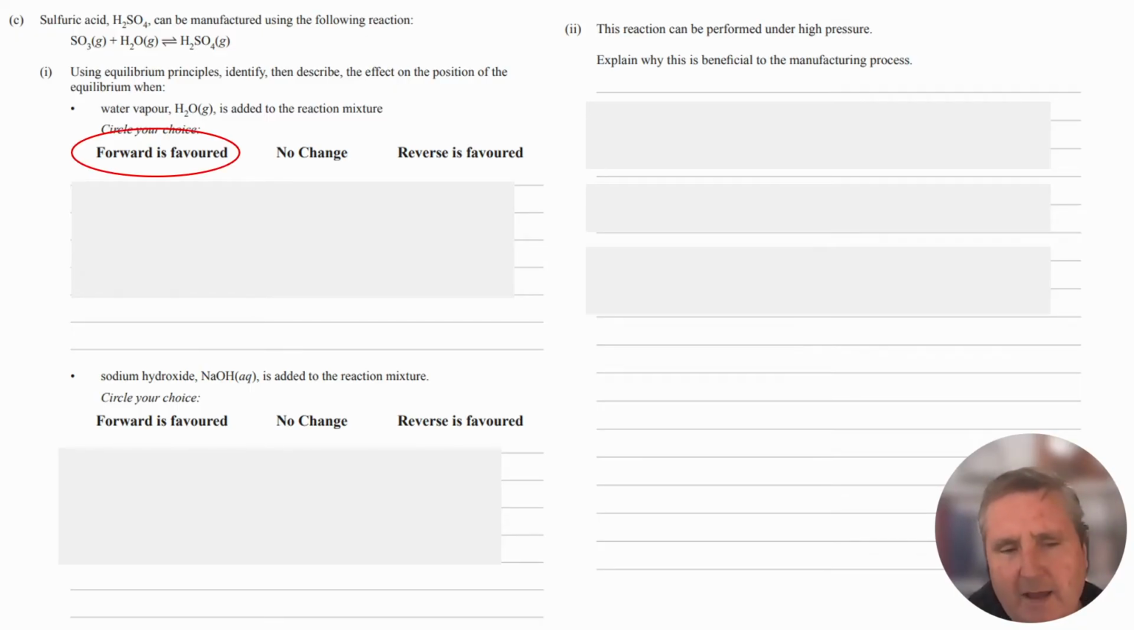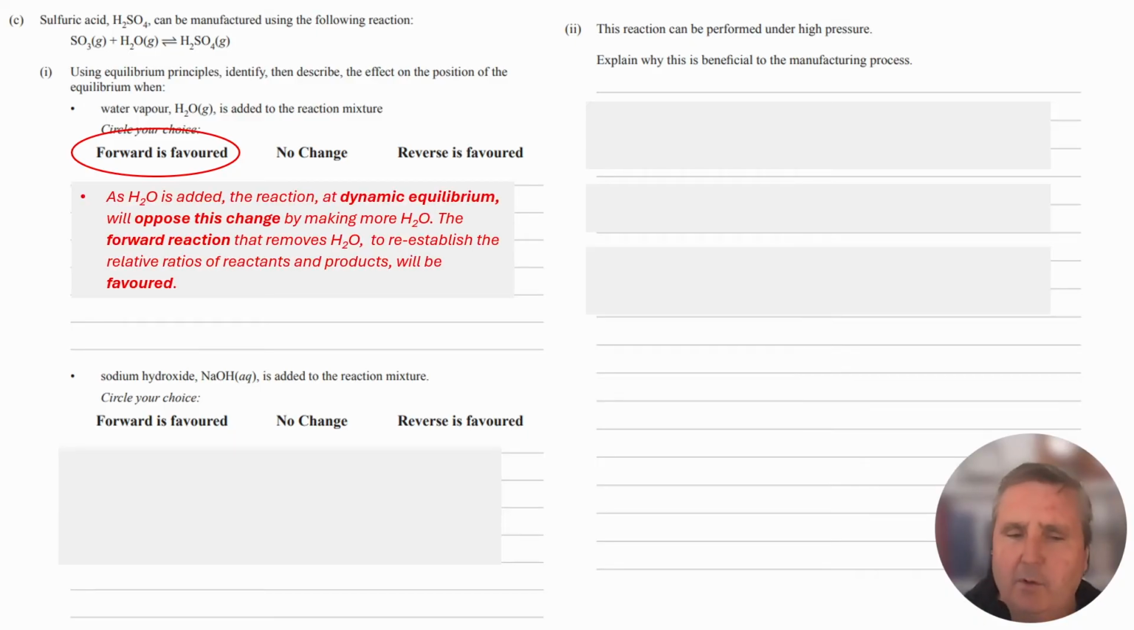So the forward reaction is favored. As H2O is added, the reaction at dynamic equilibrium will oppose this by making more water. The forward reaction that removes the water in order to re-establish the relative ratios of reactants and products will be favored. Now, to re-establish the relative ratios of reactants and products is a really strong phrase if you understand that. The ratio of the products to the reactants has to be re-established if something is at equilibrium. And that ratio is really just the Kc.